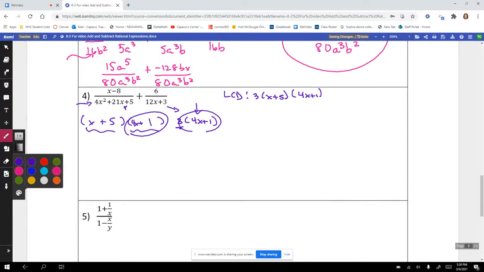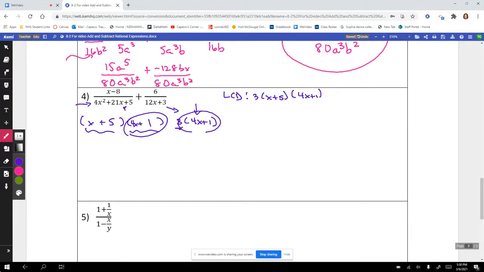Okay, so now again, I have x minus 8 over, and I'm going to keep what I have pulled apart. And now I have to go back to my LCD over there and figure out what is it that I'm missing. So in this case, I'm just missing a 3. So I'm going to multiply top and bottom by 3. And I'll do my second fraction. Actually, let's pull that apart just to give us a visual. I have 3 times 4x plus 1. So what I'm missing here is x plus 5 over x plus 5.